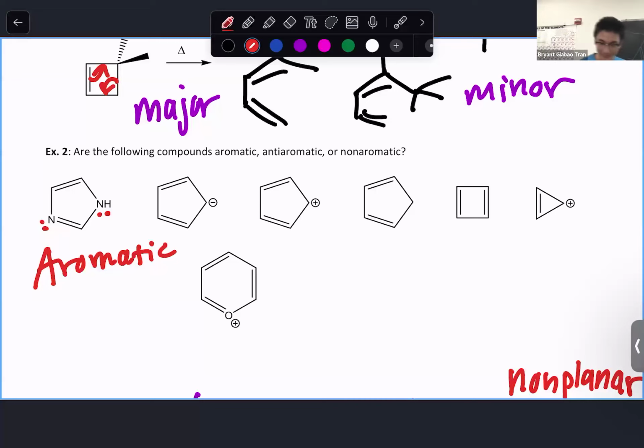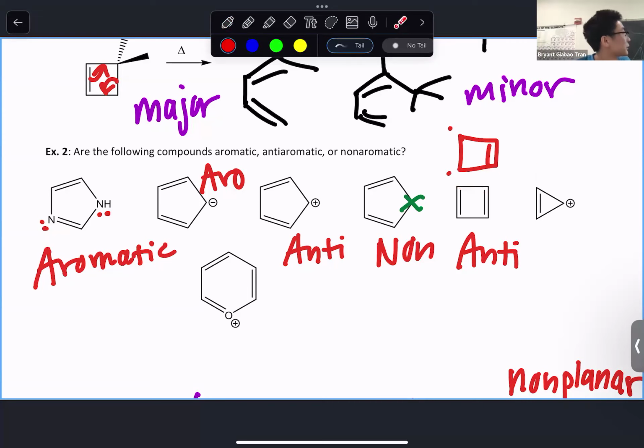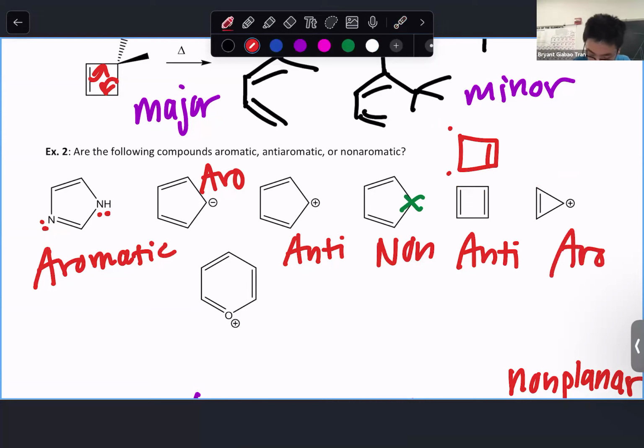Next one. Yep, aromatic. Nice. Next one. Yep, anti. Next one. Non, right, because of this roadblock, sp3 roadblock. Next one. Anti, right. In lecture, he says this is the one that exists as a biradical. So that might be a conceptual vocab question as well. Next one. Aromatic, right. One pair. Okay, last one. Aromatic, right.